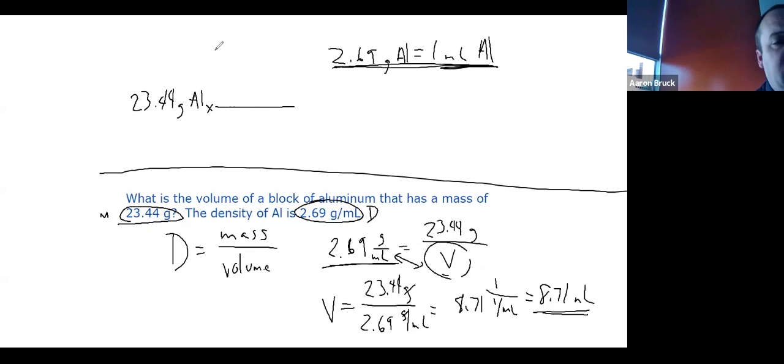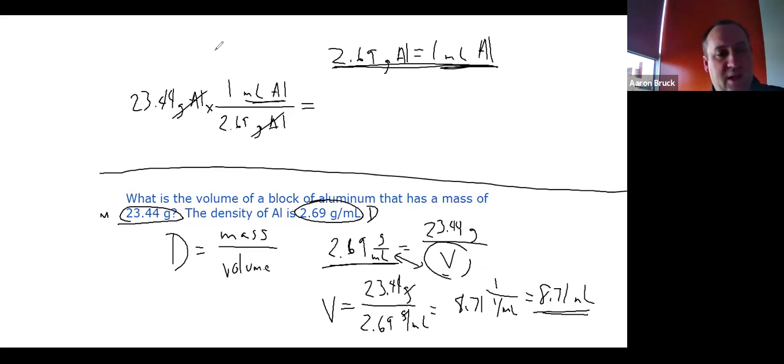well, that density can be used as a conversion factor where I say 2.69 grams of aluminum are equivalent to 1 milliliter of aluminum. My grams of aluminum cancel. I'm left with milliliters of aluminum, which is what I want. I get the same exact calculation that I had before with the same answer, 8.71 milliliters as the total.